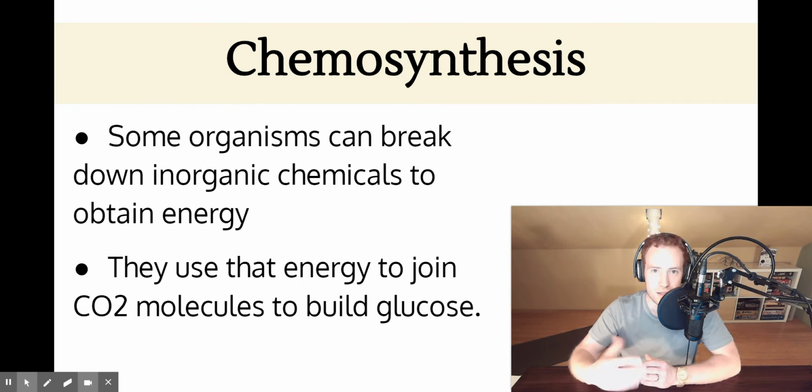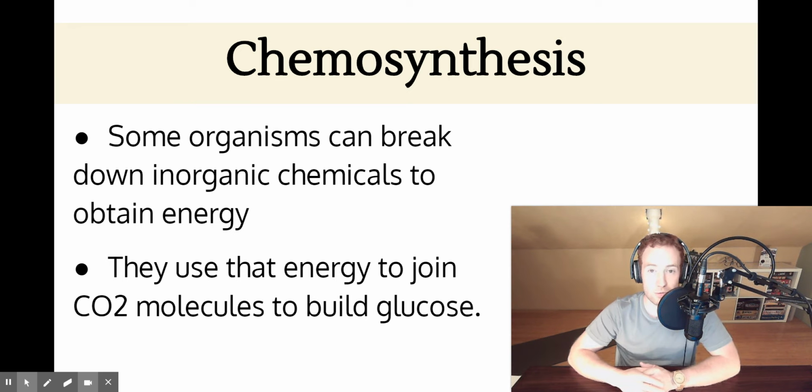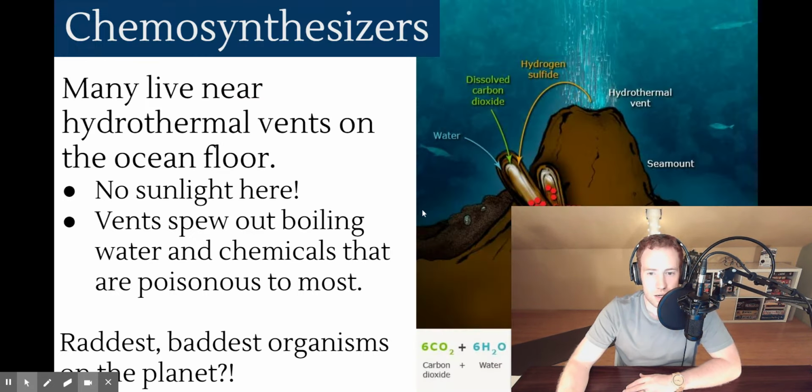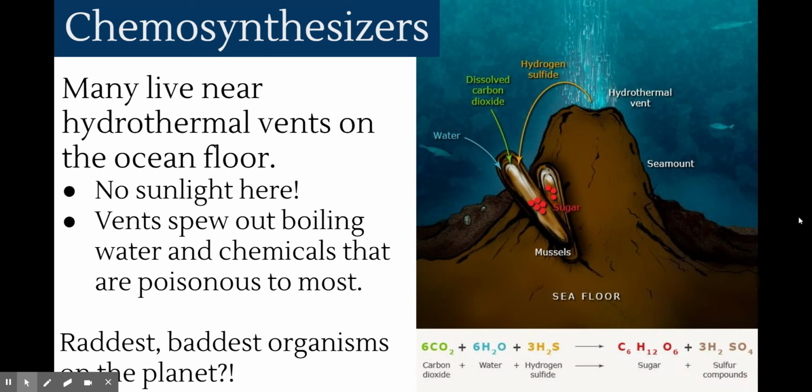And so there are chemosynthesizers out there that form the basis of some food webs in places where there's no sunlight, which is pretty incredible. But there does have to be some form of energy, right? In order to capture energy, there's got to be energy out there. So where a lot of these chemosynthesizers live is they live near hydrothermal vents on the ocean floor.